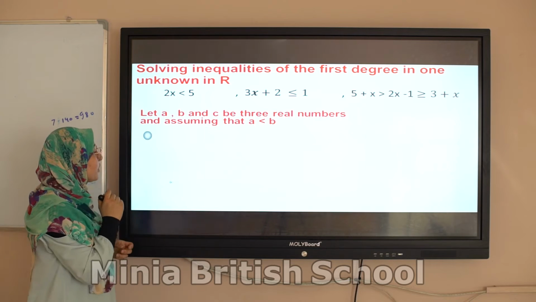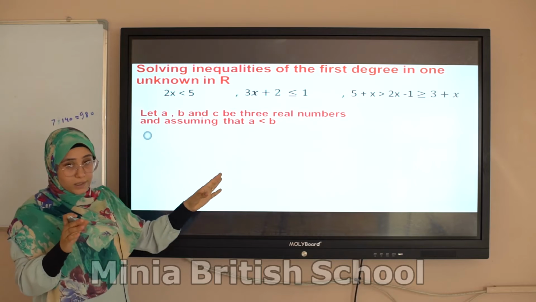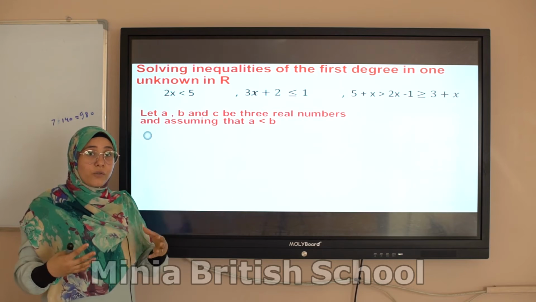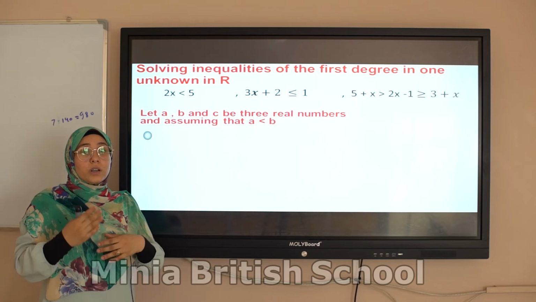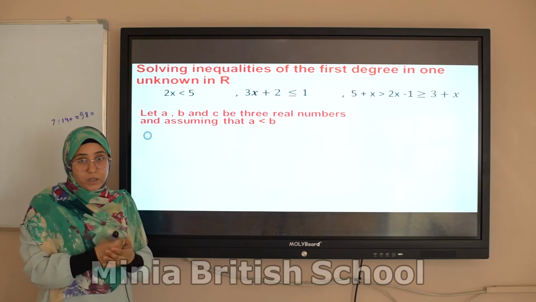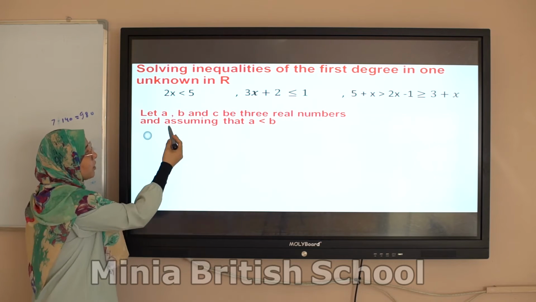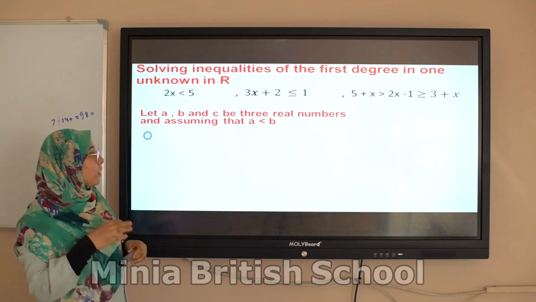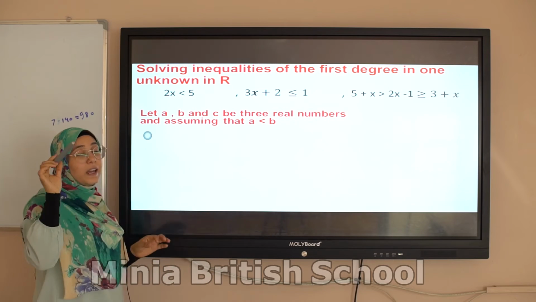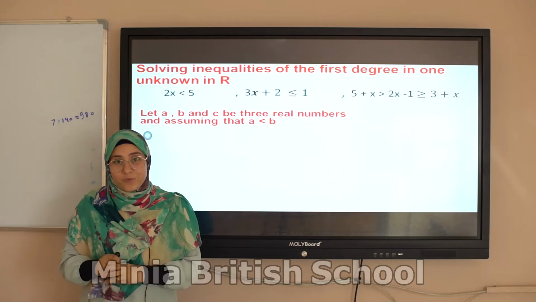For example, but before solving the inequalities, I need to remember some properties of inequalities to help me solve the inequality and find the solution set. The first one: let A, B, and C be 3 real numbers, okay? And here, assuming that A is less than B, my inequality here, A less than B, okay?